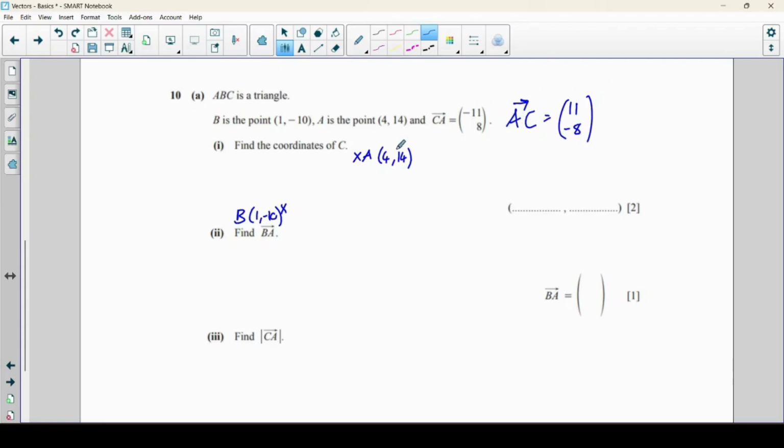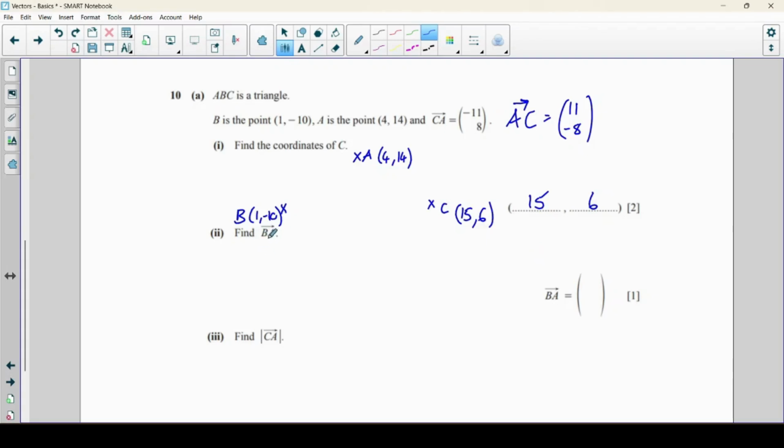So now all I can do with that is add that onto A to work out where C is. So C is going to be 11 to the right and 8 down from A. Okay, so 11 to the right of 4 is 15. 4 add 11 is 15. And 8 down from 14 is 6. Yeah, 14 add minus 8 is 6. So the point C is (15, 6).